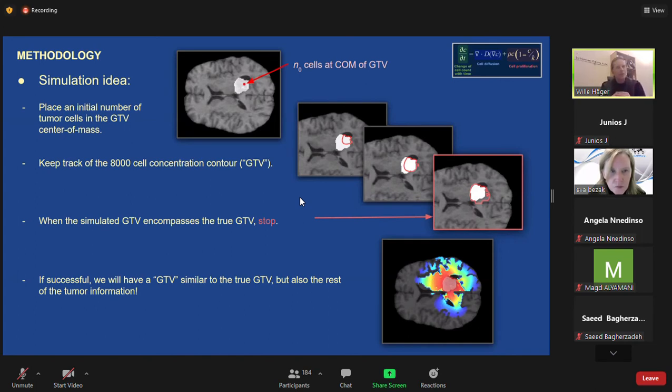A problem was with the edema. We weren't sure what to do with it, and there also seems to be a lot of uncertainty of how edema is related to actual tumor invasion. So we didn't include it in our analysis for that sake.